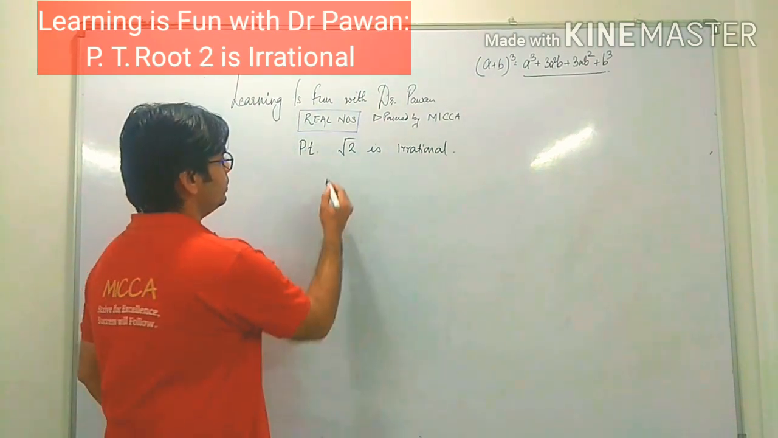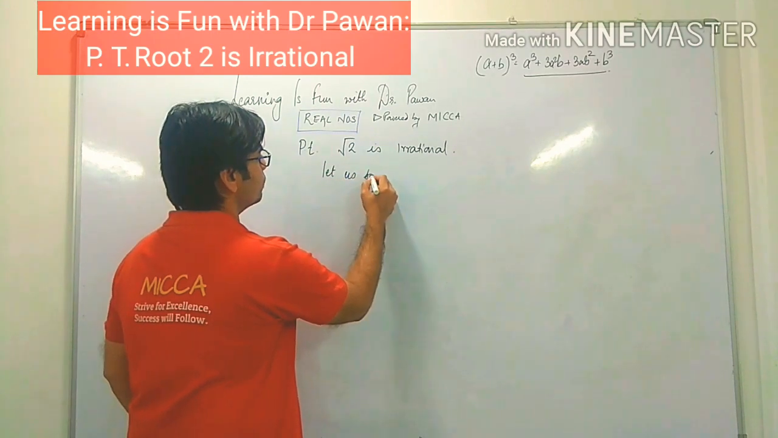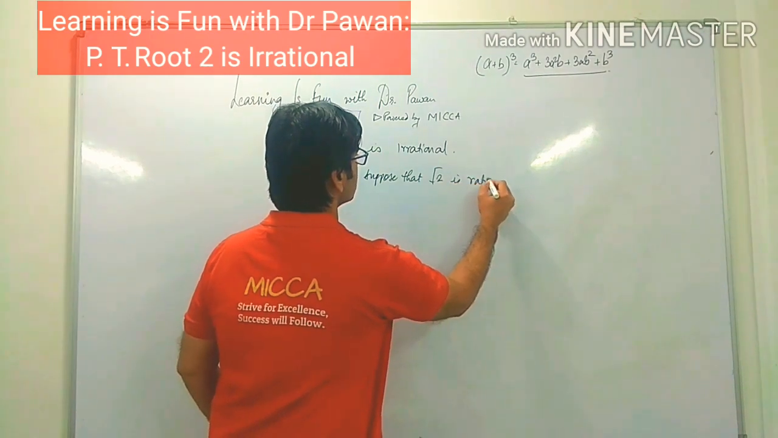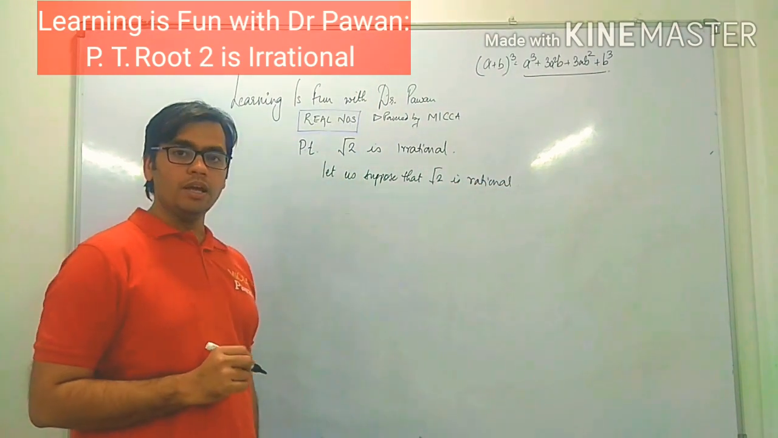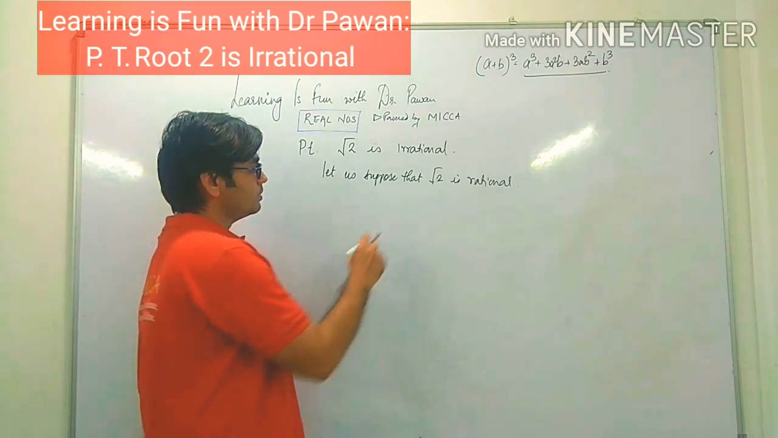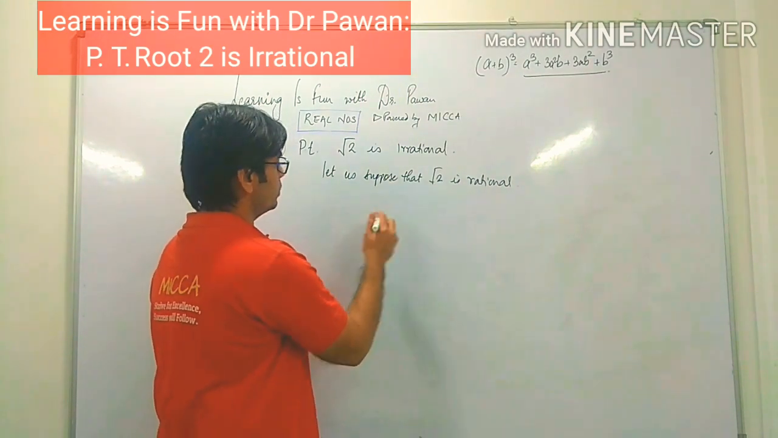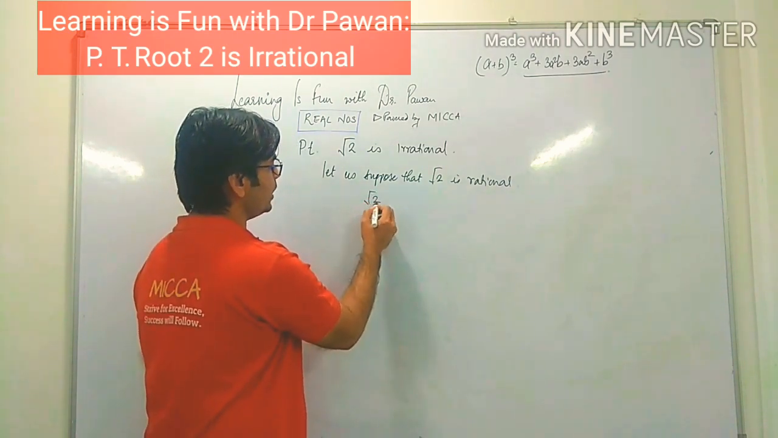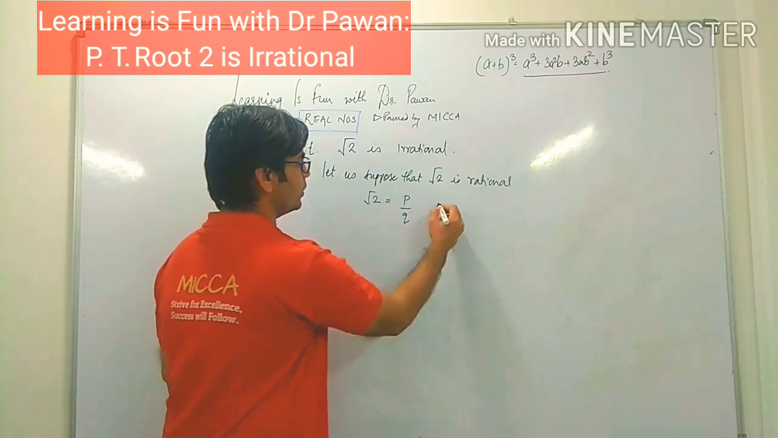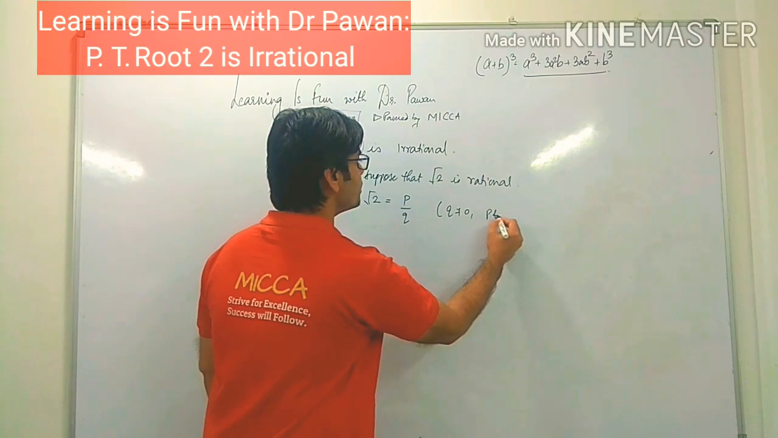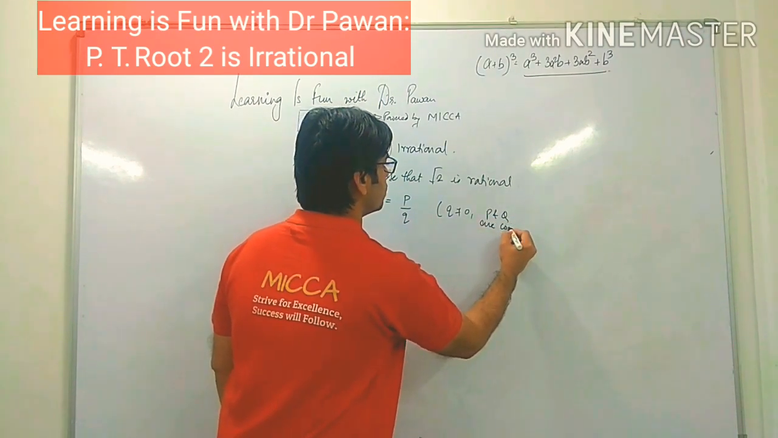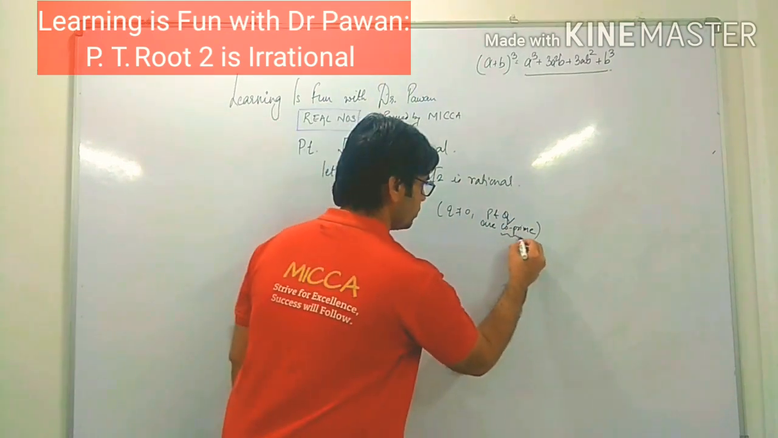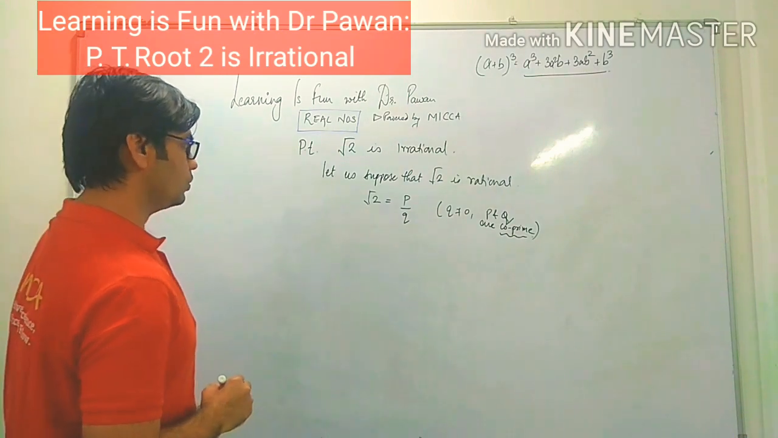Now here what I'll do is I'll say, let us suppose that root 2 is rational. In my very first session on numbers I had told you that if a number is rational, you can write it in the form p by q. So root 2 can be written in the form p by q, where q is not equal to 0, and p and q are co-prime. This is very important, that p and q are co-prime.